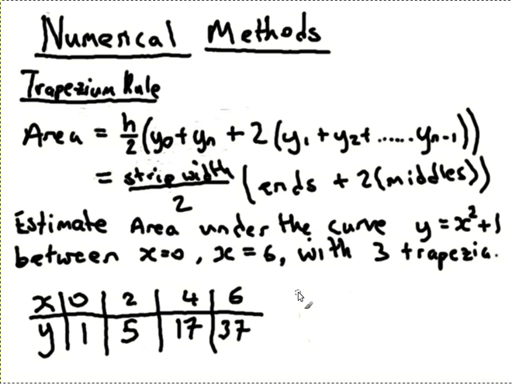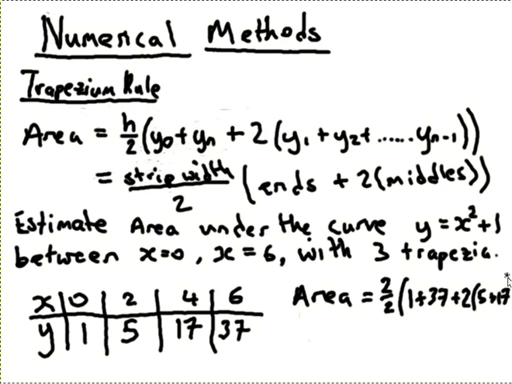Now you'll see immediately why I like this formula. It's because I know what the formula means. The strip width is just the width of each x interval, and so it's going to be 2 over 2. My ends are just the end y values, so that's 1 plus 37, the first and last y value. And then we're going to be doing 2 times the middles, which is 5 and 17. And I'll just squeeze it in there.